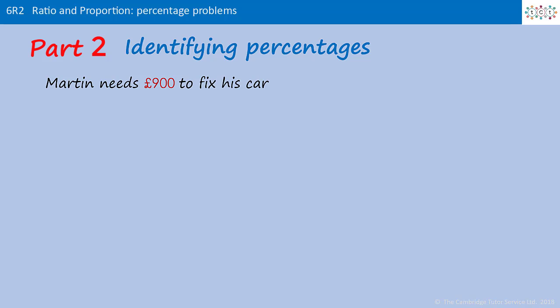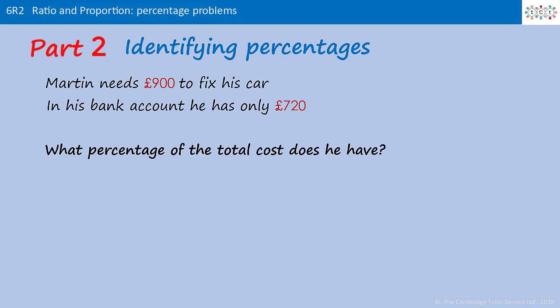Have a go with this one. Martin needs £900 to fix his car. In his bank account, he has only £720. What percentage of the total cost does he have? Pause the video, have a go, press play when you're ready for the solution.